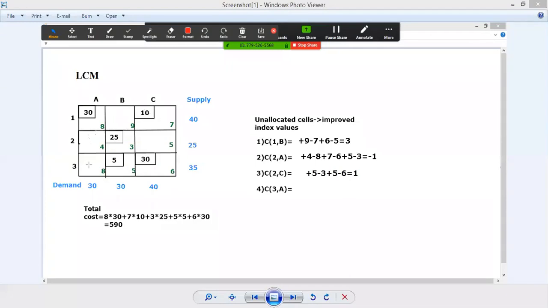Now we have to again compute the net cost for this particular cell. So form a loop starting from this position, reach the allocated cell, stop there, and again reach towards the next allocated cell, stop there, again reach towards the next allocated cell, stop there, and now come back to the original empty cell. So alternatively, we have to assign symbols starting from the empty cell.